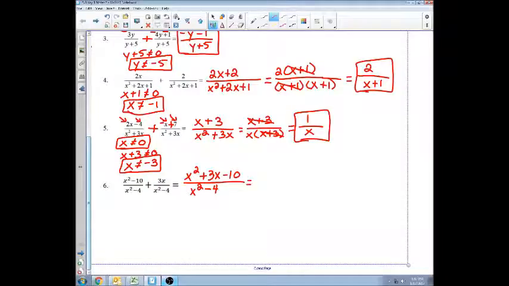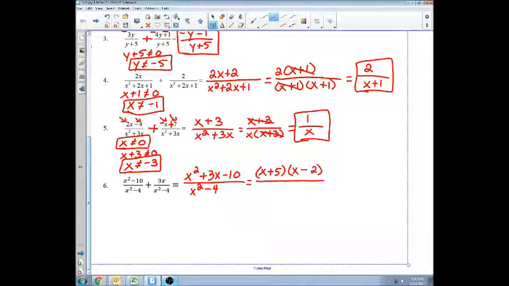I can factor both the numerator and the denominator. So let's look at the numerator first. I do have three terms. It can be factored, so it will be generic factoring. X goes in the first blank. What multiplies to 10 that can add to 3? That would be 5 and 2. Because it needs to be a positive 3, I would have a positive 5 and a negative 2.